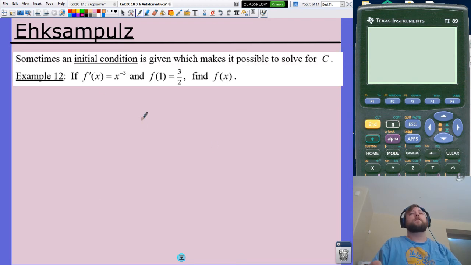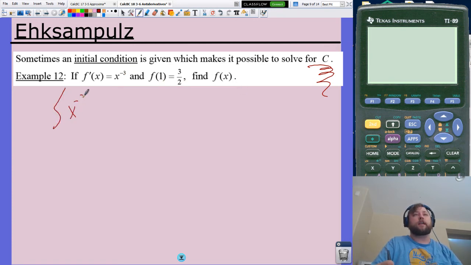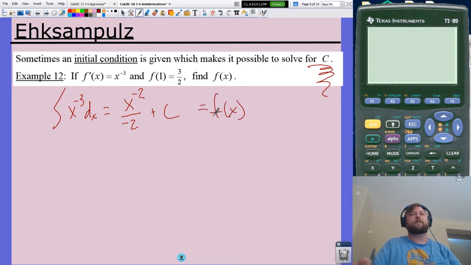Sometimes the initial condition is given, so we can actually solve for c. If we have f prime of x equals x to the negative 3, and f of 1 is given, find f of x. That means we have to integrate x to the negative 3 dx, which is going to be x to the negative 2 over negative 2 plus c. That means that's our f of x.